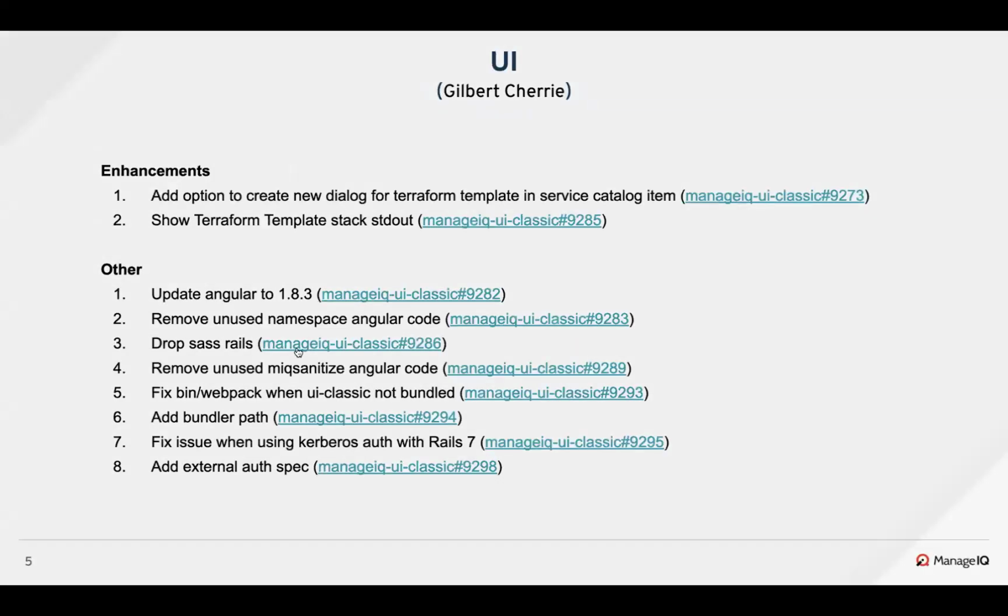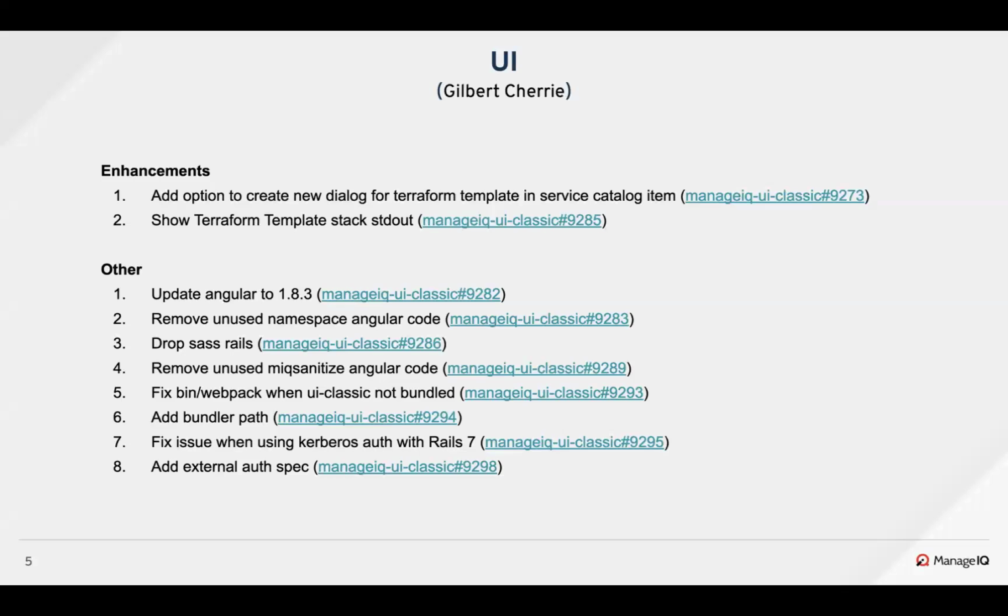Thanks, Jason. So for enhancements, Manoj added the option to create new dialog for Terraform templates in the service catalog form. And Manoj also showed Terraform template stack standard output on the summary screen. For other UI work, I updated Angular to 1.8.3. I also removed the unused namespace Angular code. Keenan dropped the Sass Rails. I also removed the unused MIQ sanitized Angular code. Keenan fixed the bin webpack with UI Classic.